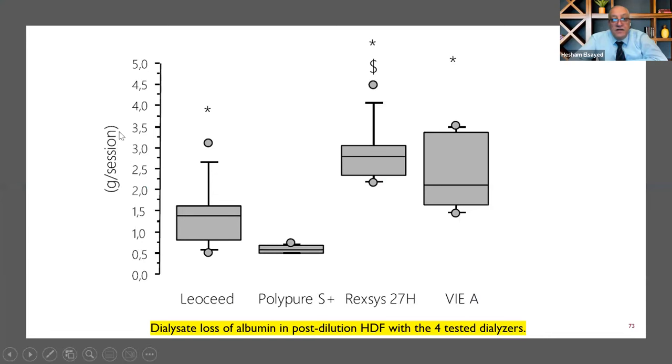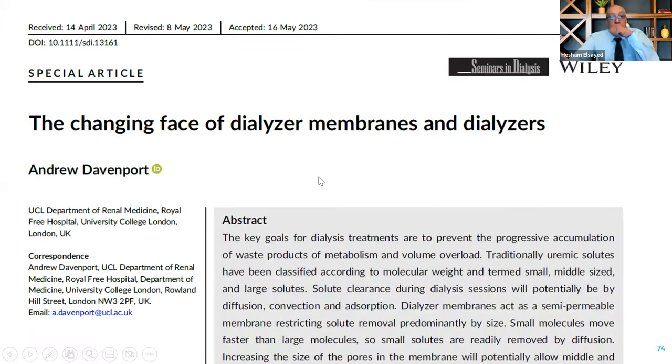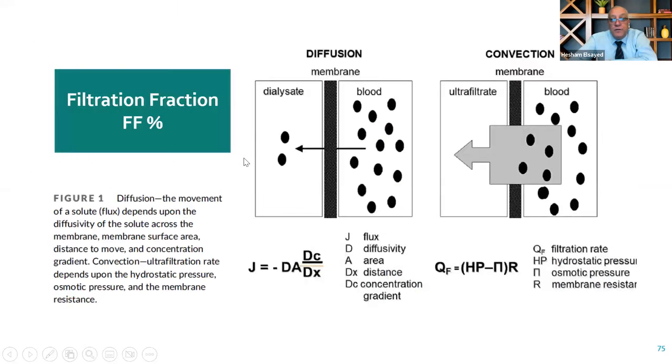And you can find here the loss of albumin. Some dialyzers have higher albumin loss during hemodiafiltration, which may reach 3 grams per session. Others may be around 1.5, and others less than 1 gram. It depends on the dialyzer permeability. Davenport's changing phase of dialyzer membrane and dialyzer is about increasing the convection volume and ensuring a filtration fraction between 25 and less than 30.